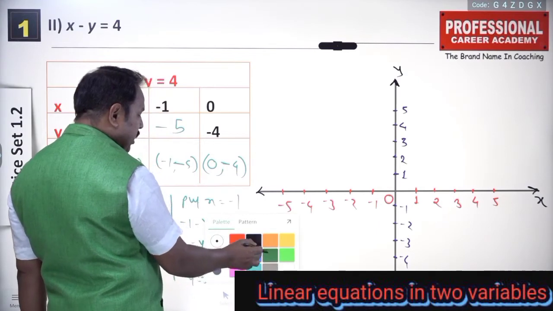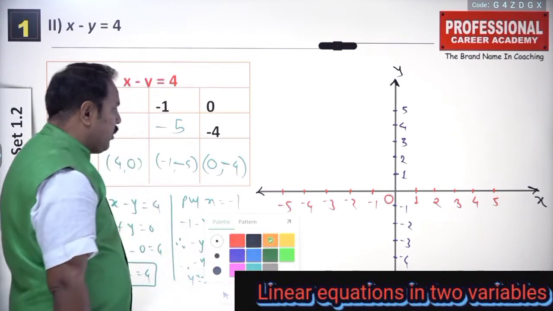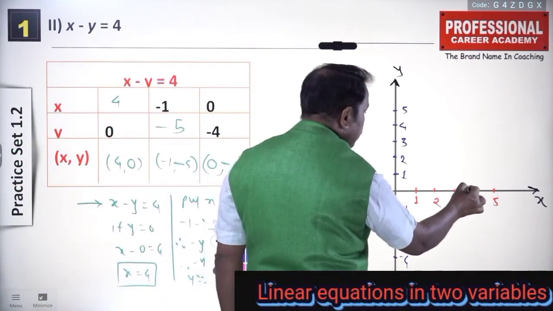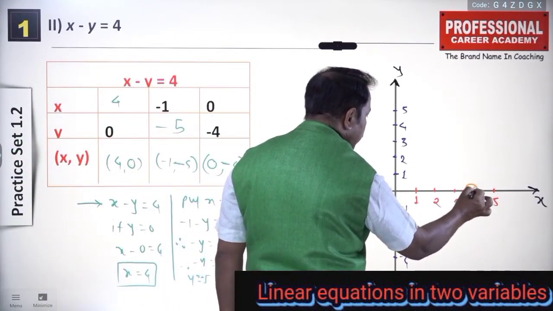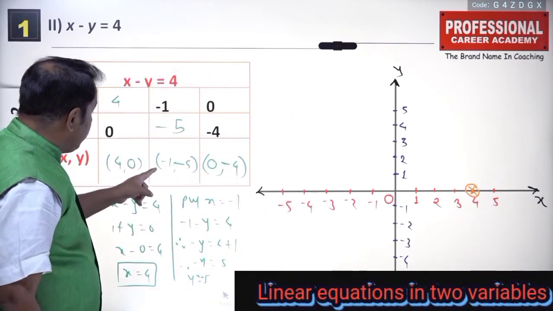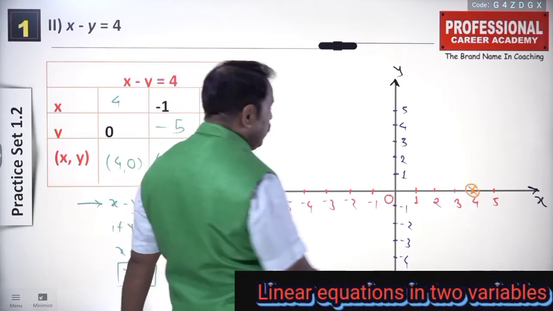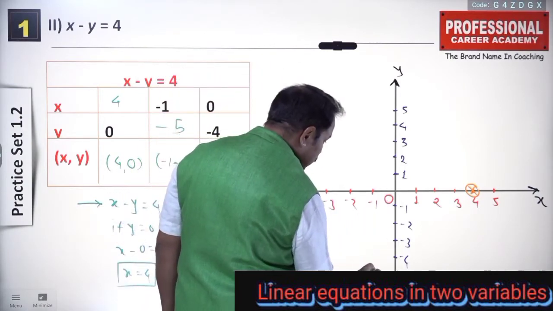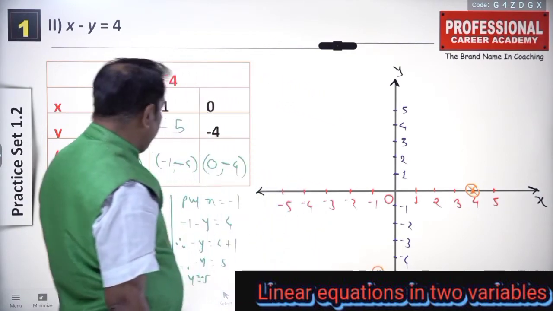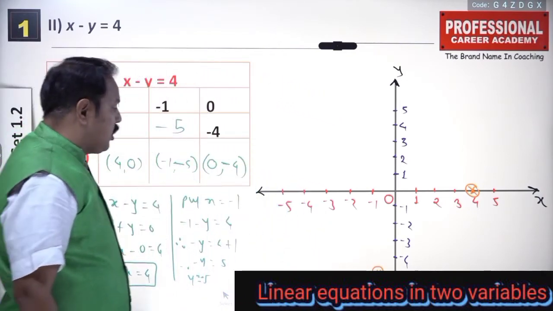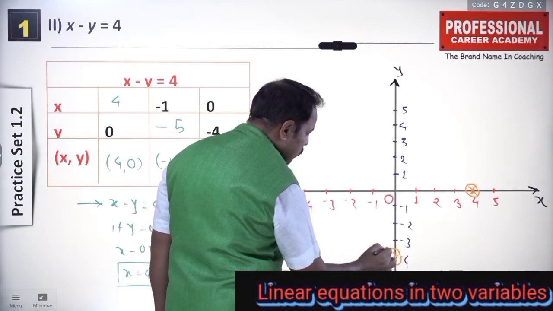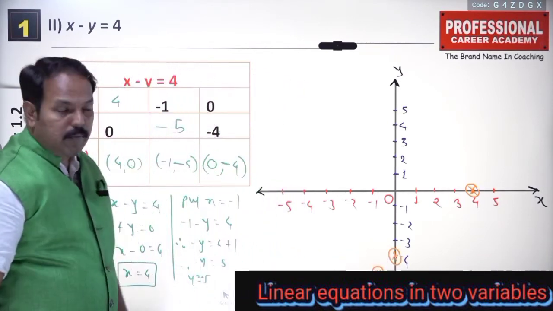What are the points? See here, there are different points as we have already seen. What is the first point? (4, 0). So (4, 0) means this is the first point. What is the second point? It is (-1, -5). So it is -1 and it is -5. Means this is another point. What is the third one? (0, -4). (0, -4) means this is the point. Right? All these are the points.